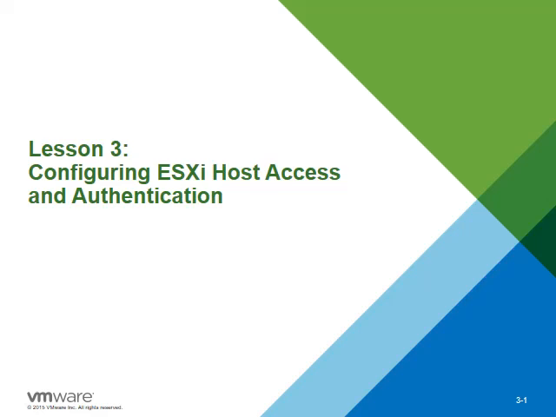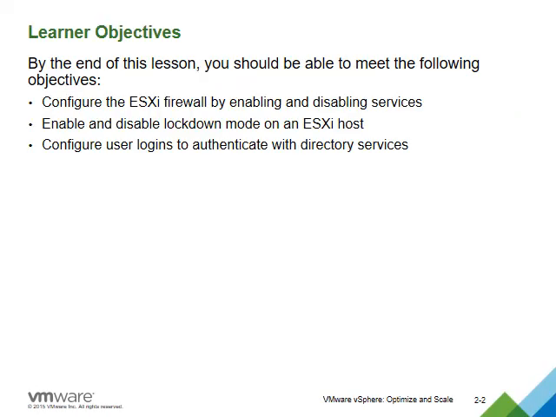Lesson 3, Configuring ESXi Host Access and Authentication. By the end of this lesson, you should be able to meet the following objectives: configure the ESXi firewall by enabling and disabling services, enable and disable lockdown mode on an ESXi host, and configure user logins to authenticate with your directory services, such as Active Directory.